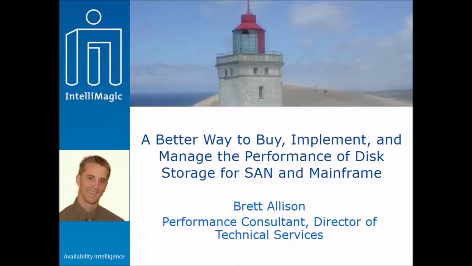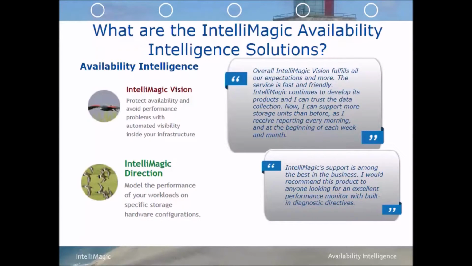Today I'm going to talk about a better way to buy, implement, and manage the performance of disk storage for SAN and Mainframe. What are the IntelliMagic Availability Intelligence solutions? Well, IntelliMagic Vision is our flagship product. It comes in several flavors for different product support. It comes in z/OS, z/OS Disk, z/OS Tape, and SAN flavors, and its goal is to protect availability and avoid performance problems with automated visibility inside your storage infrastructure. IntelliMagic Direction is designed to model the performance of your workloads on specific storage hardware configurations.